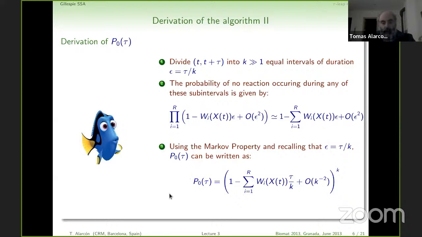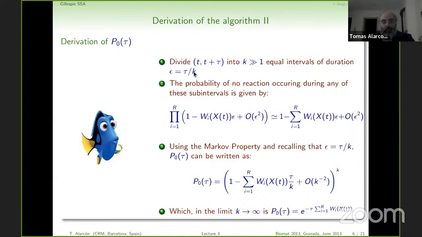Okay, and now this thing here, because we are assuming that k is much bigger than 1, if we let k go into infinity, this is going to be familiar to everyone as the definition of the exponential. In this limit, we have that P naught of tau is equal to this quantity here. So this is just applying the definition of the exponential. Is this clear? Because this is basically the whole thing with the algorithm.